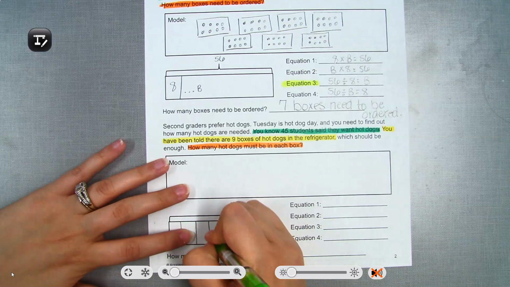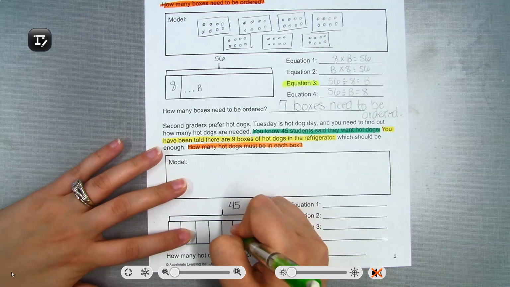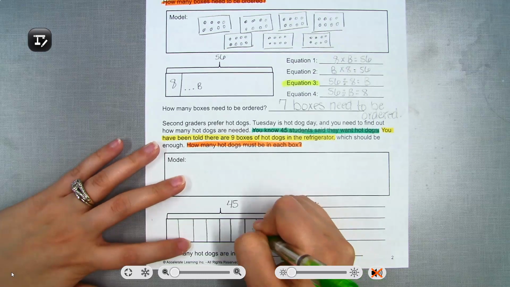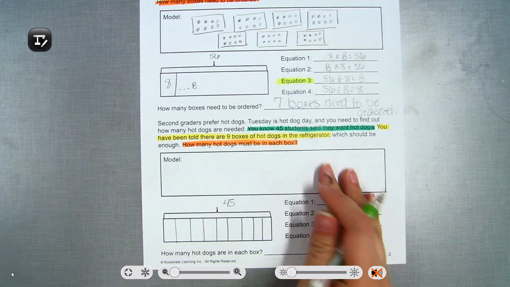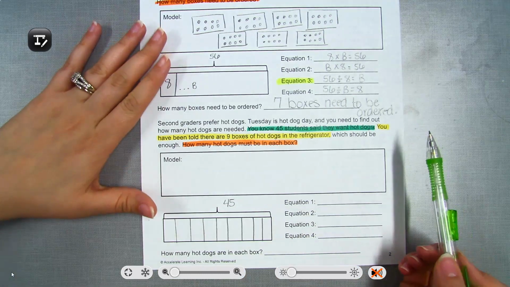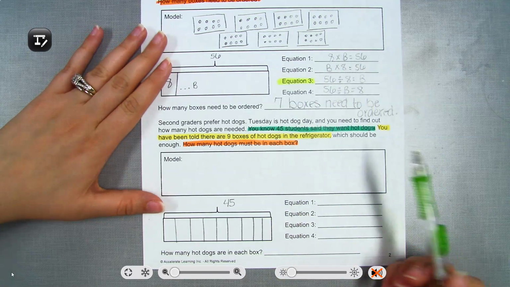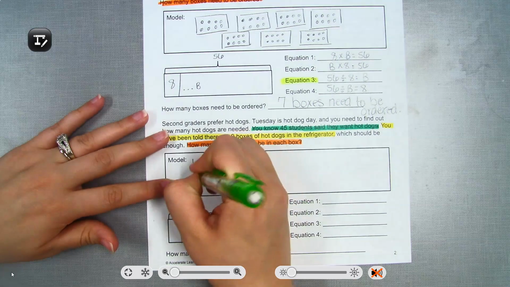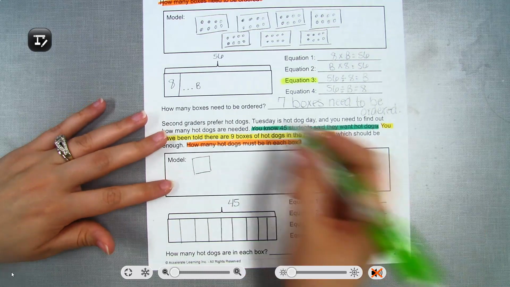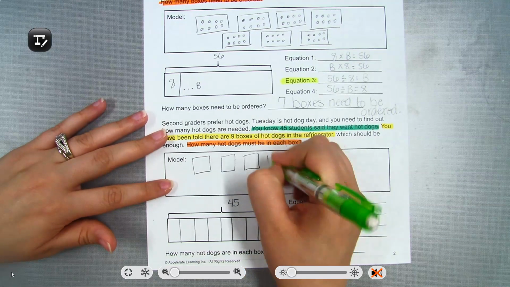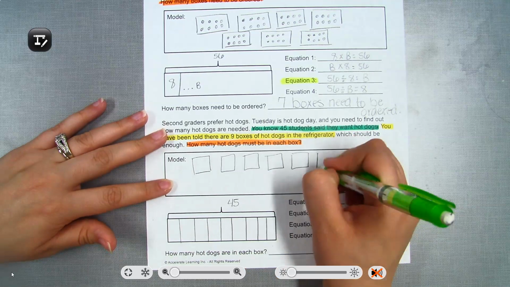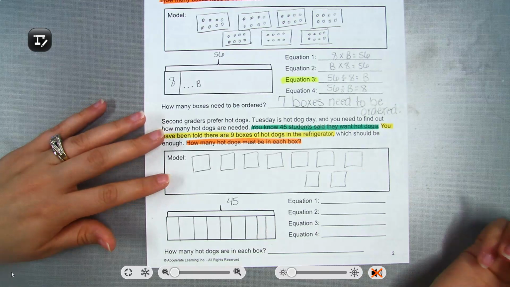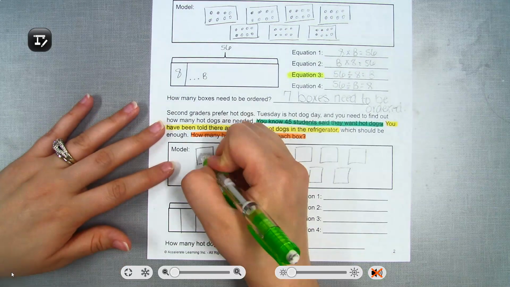1, 2, 3, 4, 5, 6, 7, 8. 1, 2, 3, 4, 5, 6, 7, 8, 9. Okay. I need to know how many are in each box. So I need to know what's going to go inside of these. So I can draw my 9 boxes. 9. And then I'm just going to put 1 in each until I get to 45.